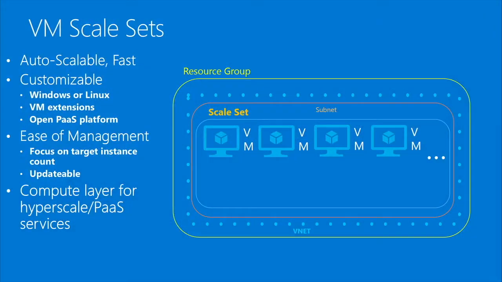So here I've got a virtual machine scale set with 4 virtual machines in it. You've got the concept of a scalable NIC. So I define the NIC properties, the network adapter properties.